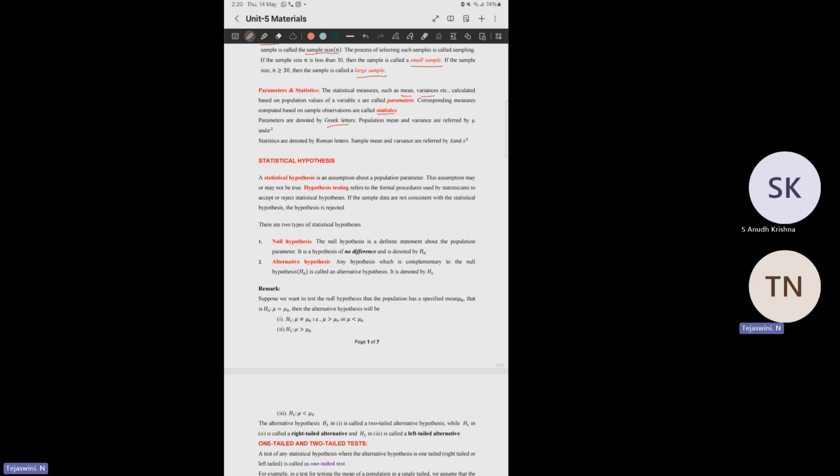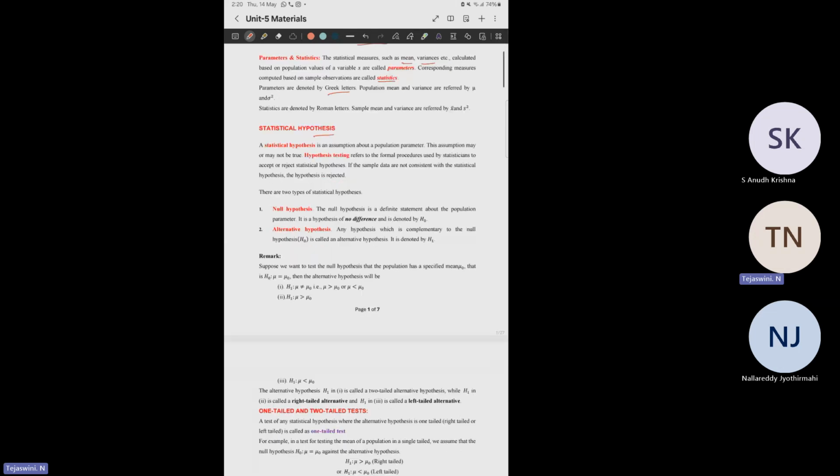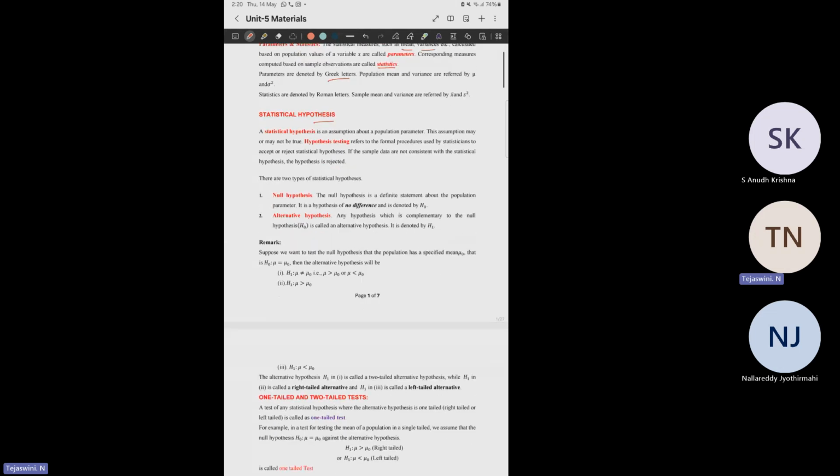Okay, so statistical hypothesis. A statistical hypothesis is basically us making an assumption about the population parameter. Let's say, for example, we assume that the vaccine is working, but when we conduct the actual test and get the data, we will come to know if the vaccine is working, that is our assumption was correct, or if the vaccine is not working. A hypothesis is our assumption at first, based on the data set.